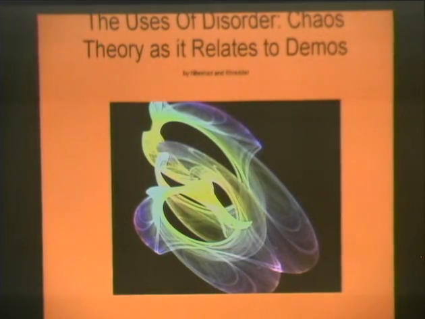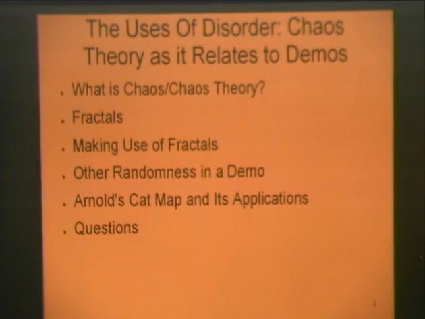So next slide, please. And here, as a brief outline, we are going to cover what chaos theory is. We're going to speak about fractals, making use of fractals in your demo, other randomness that you can include in your demo, also a special application called Arnold's cat map, which hasn't been used too much in demos that I've seen, but it's pretty cool, it's worth showing. And finally, we'll have a little question and answer session.